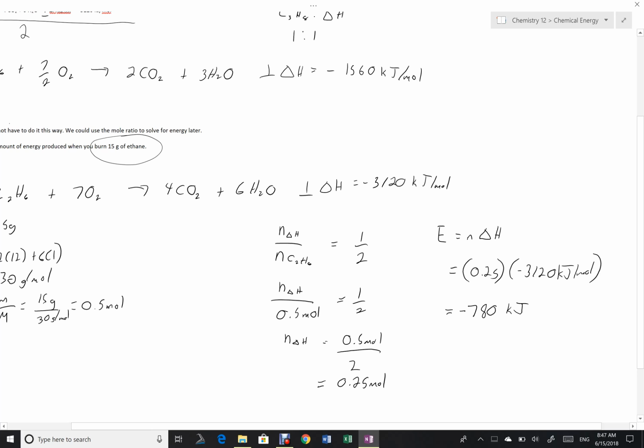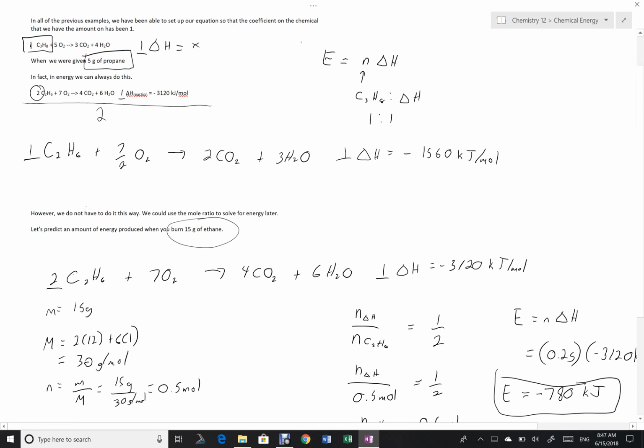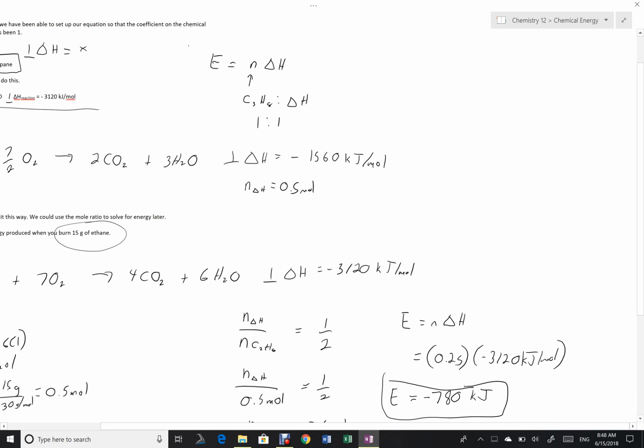Okay, let's compare that to doing that same calculation, but with the reduced chemical reaction. So here, my 15 grams of ethane would still turn into 0.5 moles of ethane. Now I'm in a 1-to-1 ratio, so I would say that my moles of delta H are 0.5. So my energy, which is equal to moles times delta H, would be 0.5. Note, this one is 2 times higher than it was before, times my delta H of my reduced reaction, negative 1560 kilojoules per mole. And note that this one is divided by 2 from what it used to be. So my result is the same. I've gone 2 times bigger and 2 times smaller. 780 kilojoules of energy being released.